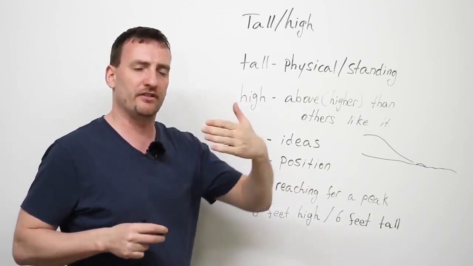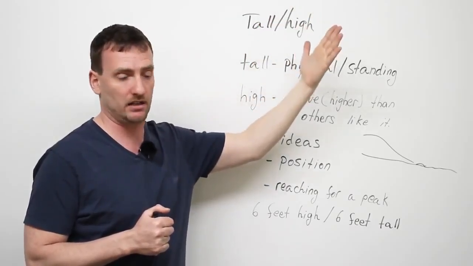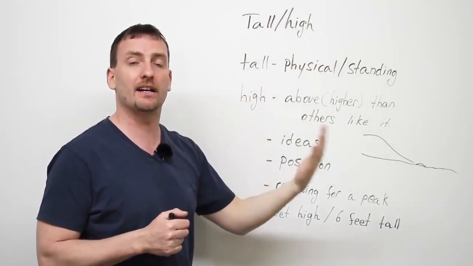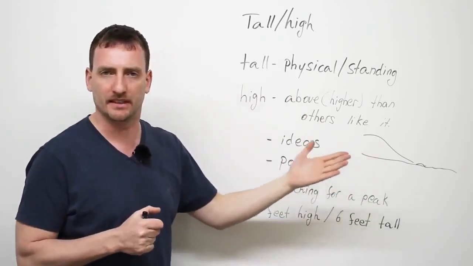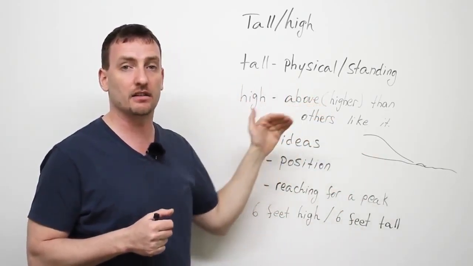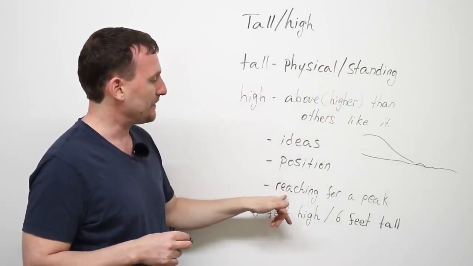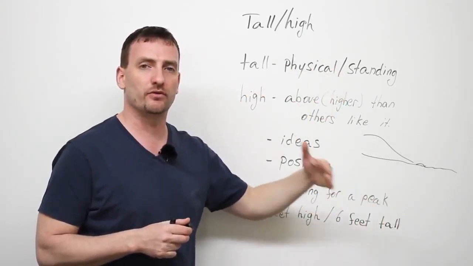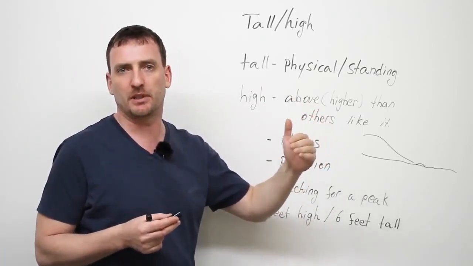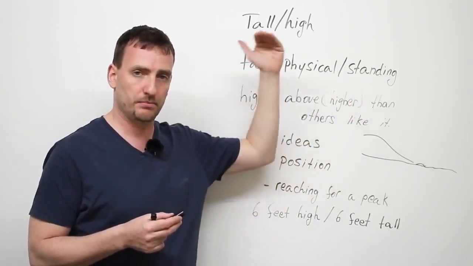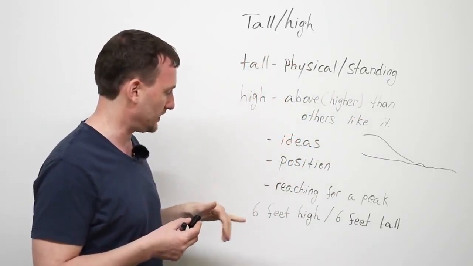Position, for example, an official in government. He's a high official, means he has a very high rank. Or we talk about high culture. People who go to the opera and drink champagne and drive in limousines, they live in a slightly higher lifestyle, higher culture, etc. Something when you're reaching for a peak. So for example, traveling, the reason you don't want to travel in summer is because it's high season. Prices are very high then. We don't use tall for any of these things, okay?